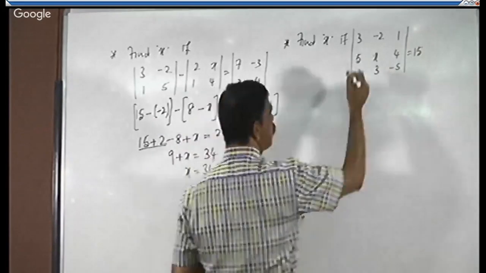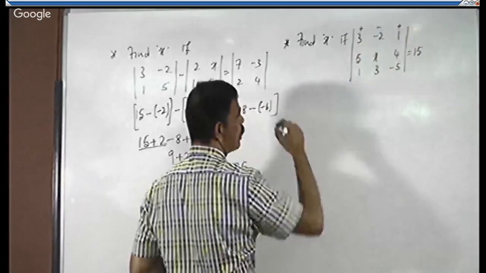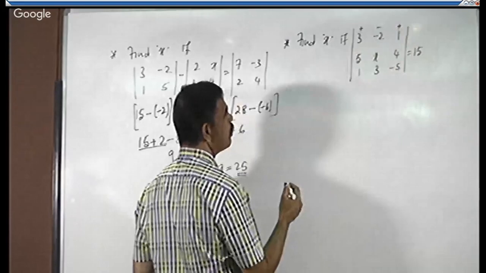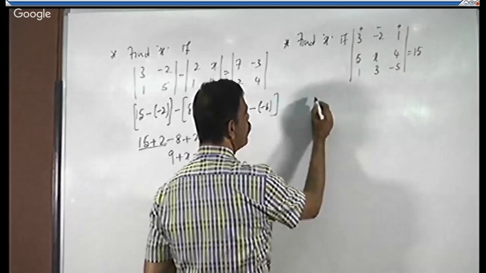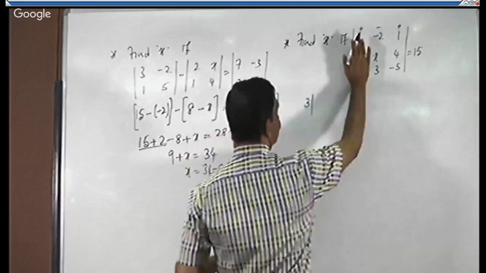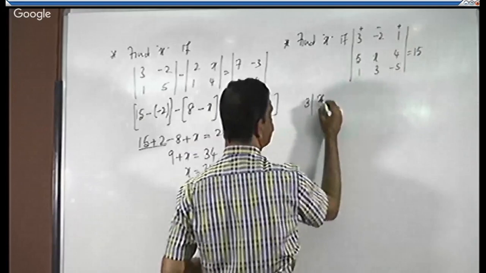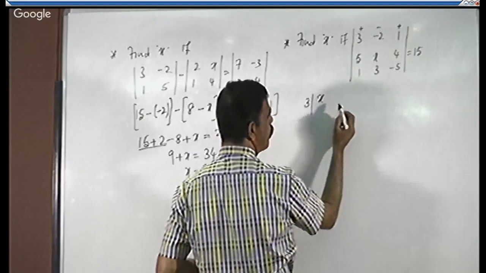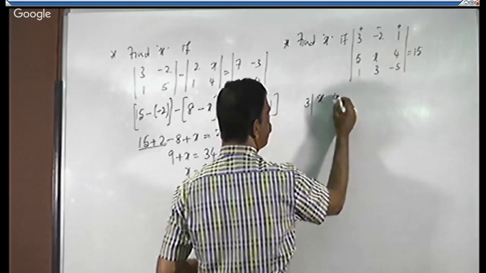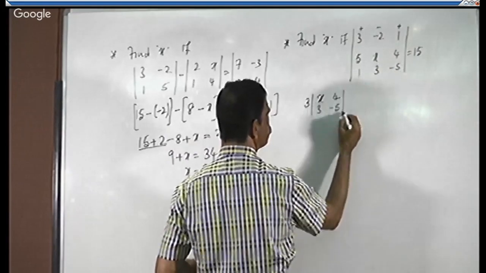How to expand the determinant? Put plus, minus, plus. They are all standard symbols. You put it over the first row. Take the first element into, leave the corresponding column and corresponding row. Remaining elements are taken in a second order determinant: x 4 3 minus 5.